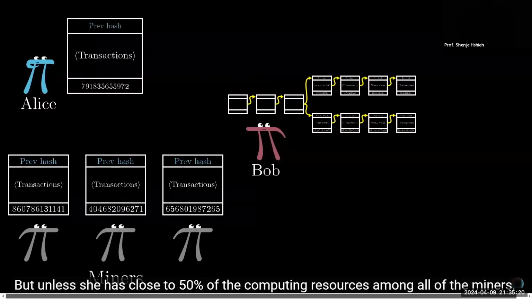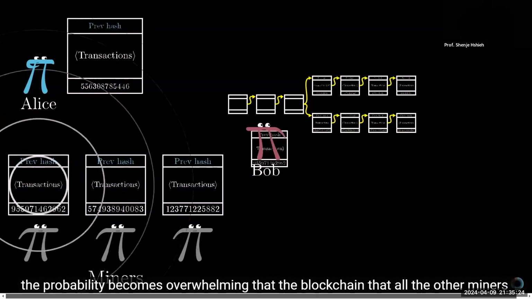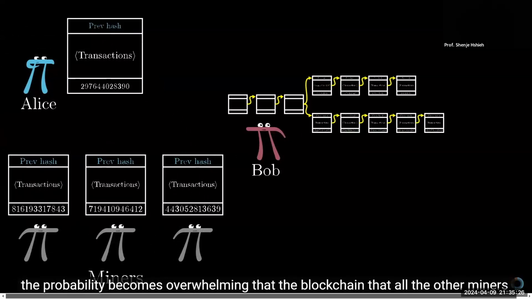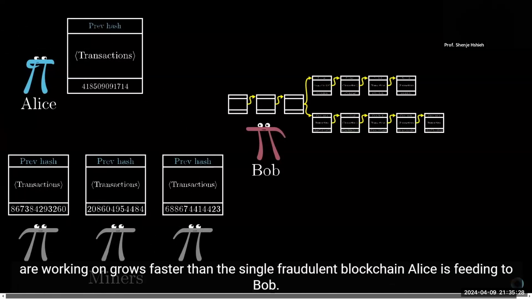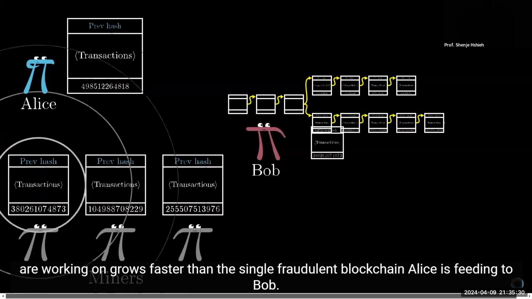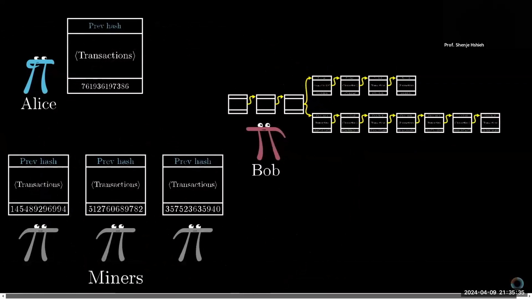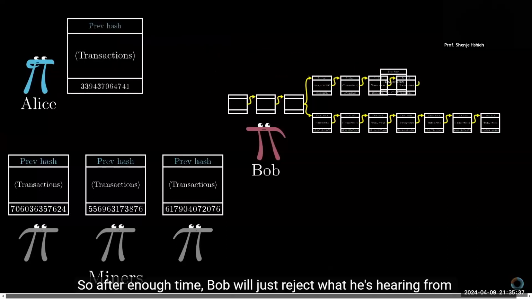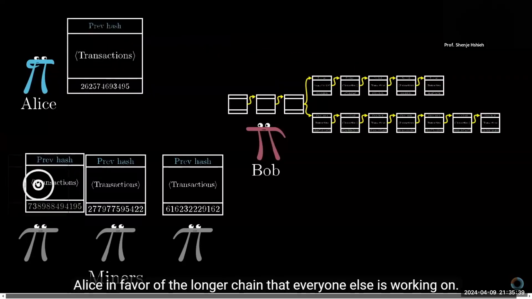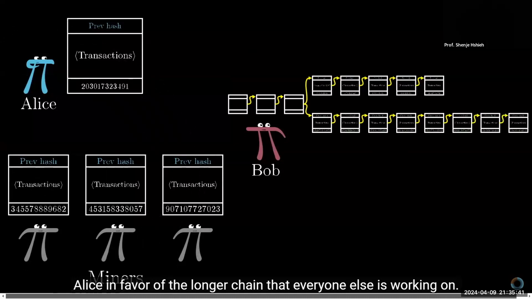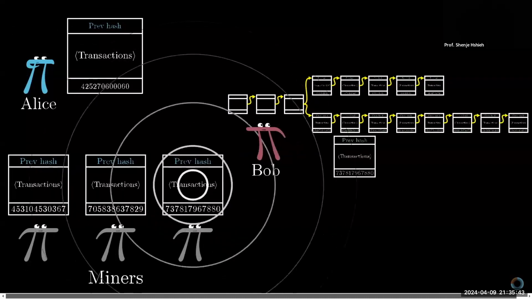But unless she has close to 50% of the computing resources among all of the miners, the probability becomes overwhelming that the blockchain that all of the other miners are working on grows faster than the single fraudulent blockchain that Alice is feeding to Bob. So, after enough time, Bob's just going to reject what he's hearing from Alice in favor of the longer chain that everyone else is working on.